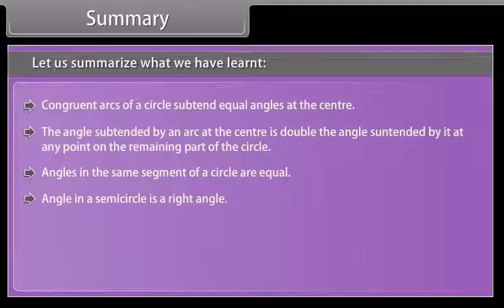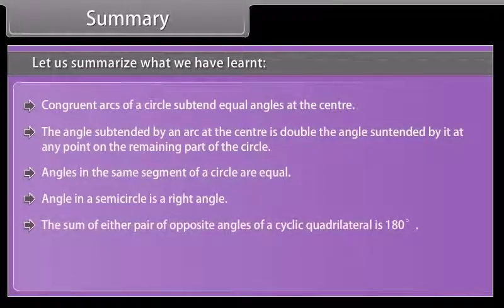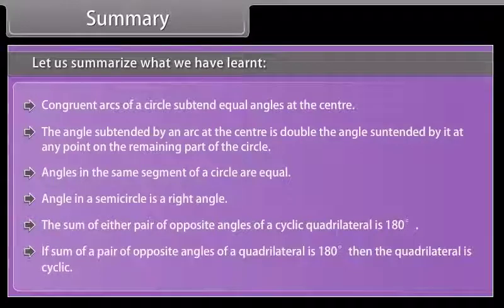Angle in a semicircle is a right angle. The sum of either pair of opposite angles of a cyclic quadrilateral is 180 degrees. If the sum of a pair of opposite angles of a quadrilateral is 180 degrees, then the quadrilateral is cyclic.